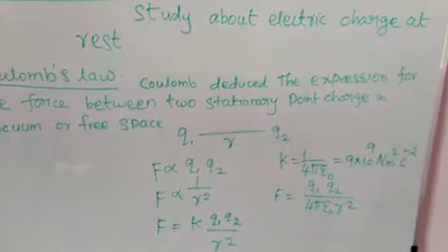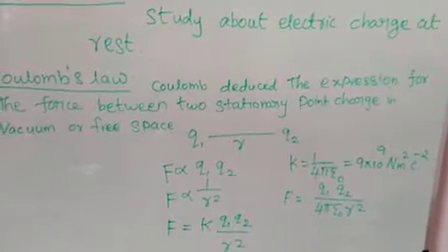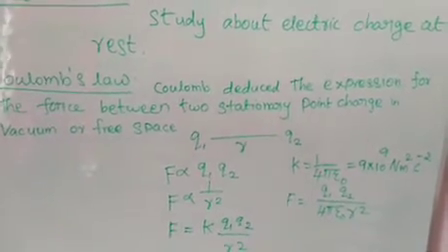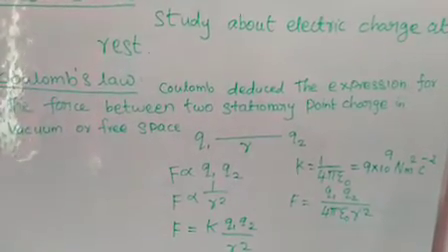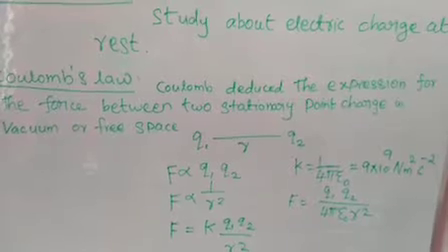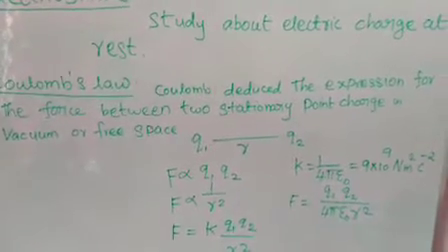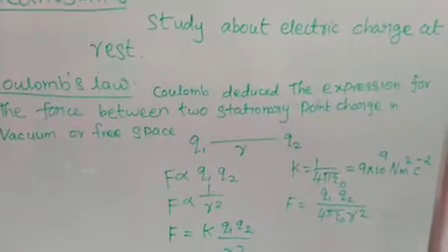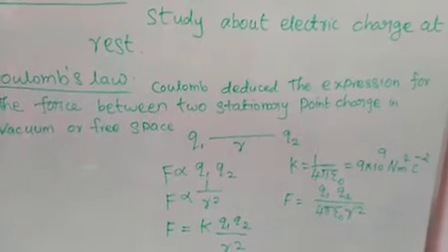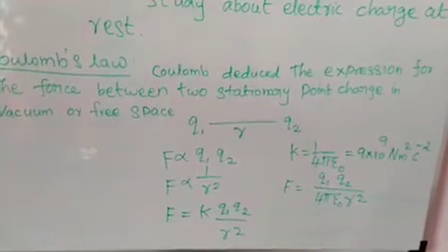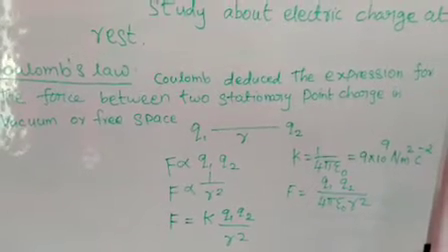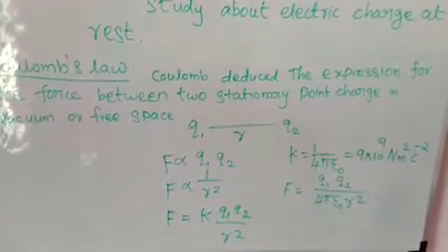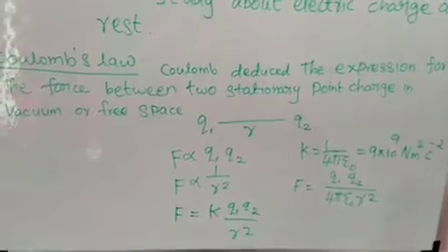Sometimes they will ask the unit of the proportionality constant, sometimes they will ask the value of the proportionality constant. So everyone should read that value of K properly. Substitute this K value in this equation, and we obtain F = Q1 Q2 by 4 pi epsilon naught r square.